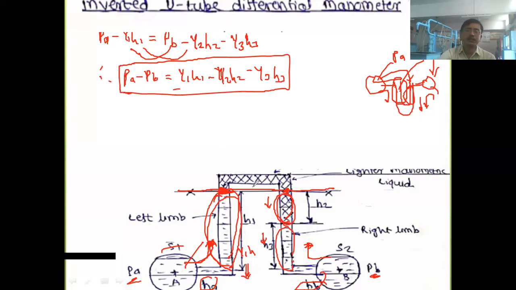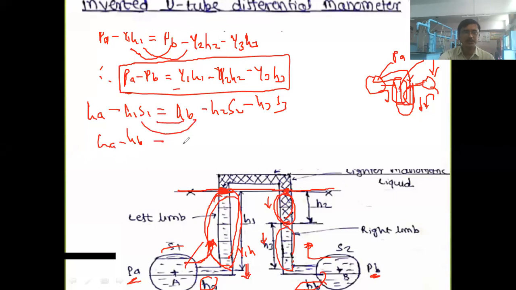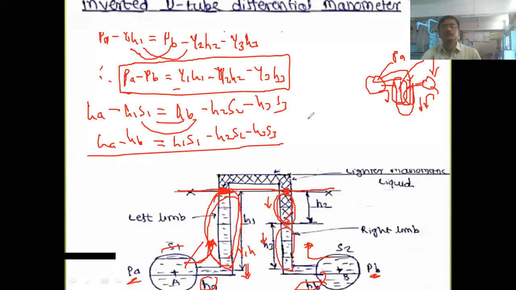The same equation can be derived by using the pressure head law, that is HA and HB. HA will be positive, minus H1 S1, and it must be equal to HB minus H2 S2 minus H3 S3. So HA minus HB, taking HB here and H1 S1 here, is equal to S1 H1 minus H2 S2 minus H3 S3, right? So this equation we got there.